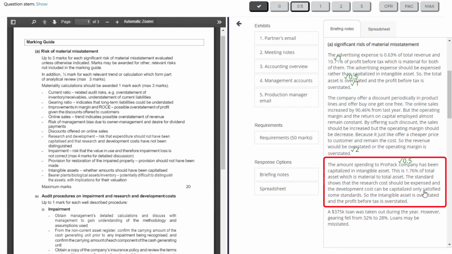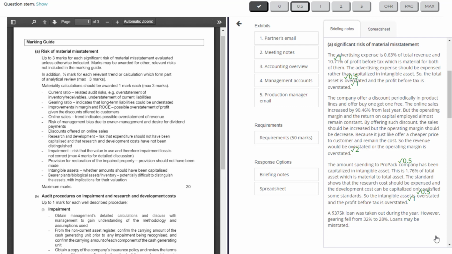And then, yes, you're right. You should only capitalise when certain criteria are met, but it doesn't say what those criteria are, the relevant ones, and it doesn't use the information in the scenario to assess whether those criteria have been met. This point is a bit too general. And it's correct that intangible assets are overstated, but too vague on the profit before tax. They should be talking about whichever expense it is that's understated as a result. And so, again, I'm only going to give this 1.5 marks out of the 3.